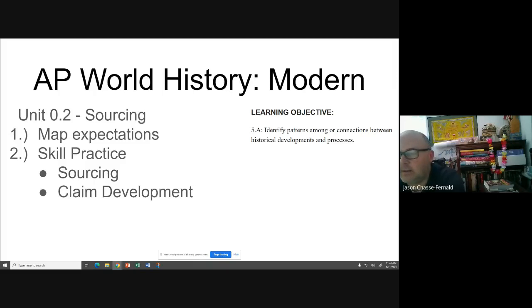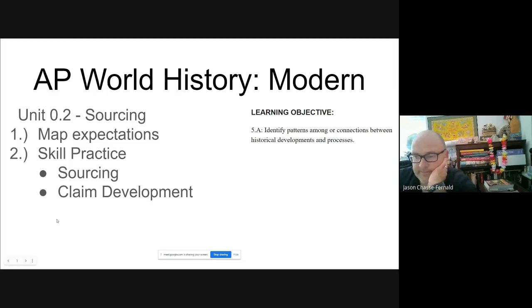Today we're going to look at Unit 0.2, it's our second day of class. We're going to be doing some sourcing today. We're going to go over map expectations, summer assignment, test basics, also basic classroom stuff, and then do an example of sourcing. So, all right, moving on.